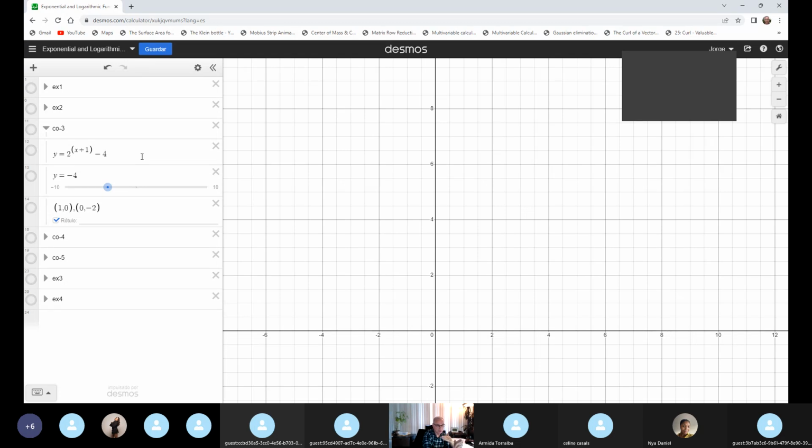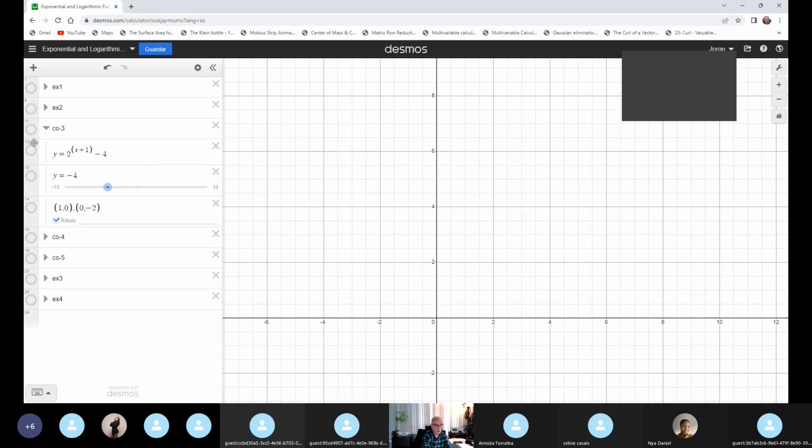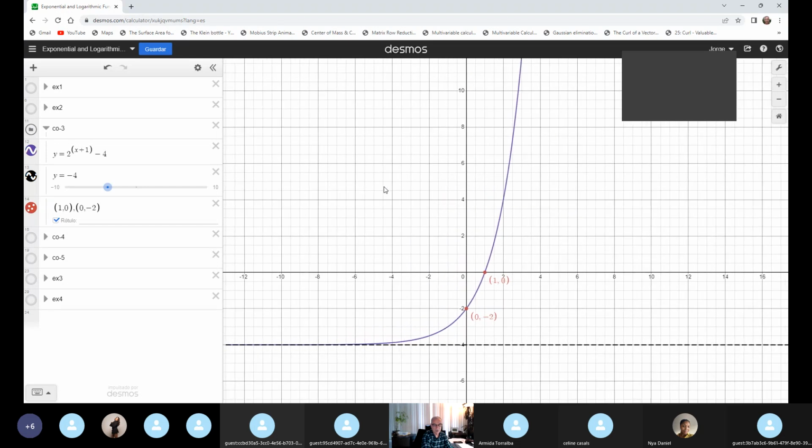So my exponential, you see now, you move a little bit, 1 unit to the left. And now, minus 4 is a vertical shift 4 units down. Therefore, in this case, when you have a vertical shift, vertical shift moves the horizontal asymptote. Look at that. Let me show you.